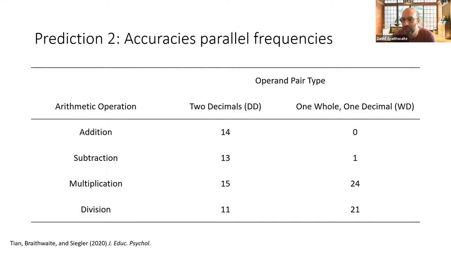And it probably pops out at you right away that these types of problems in the upper right corner are extremely rare. In other words, children very seldom are asked to add or subtract a whole number and a decimal. So we therefore predict that this type of problem should be rather difficult for children, whereas problems involving WD operands are quite common for multiplication and division. So multiplication problems with WD operands should be comparatively easy.